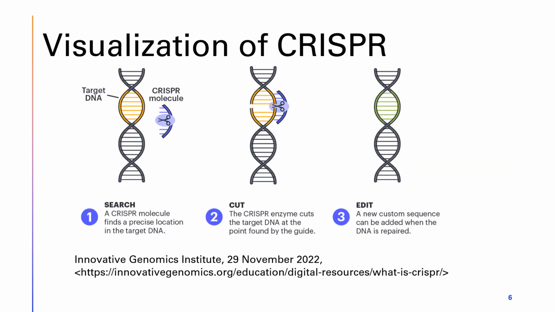This visualization of CRISPR shows a CRISPR molecule finding a precise location in the target DNA. Then, the CRISPR enzyme cuts the target DNA at the point found by the guide. Then, a new custom sequence can be added when the DNA is repaired.